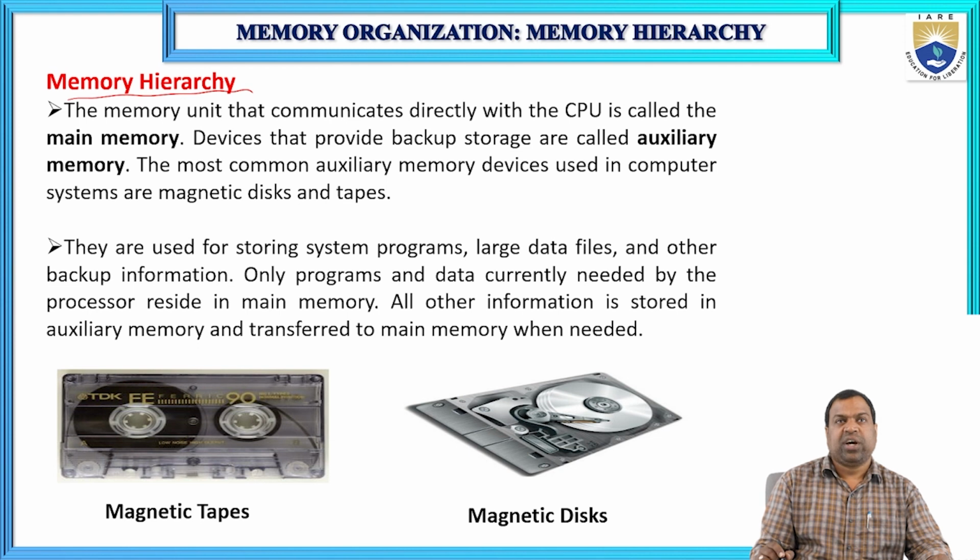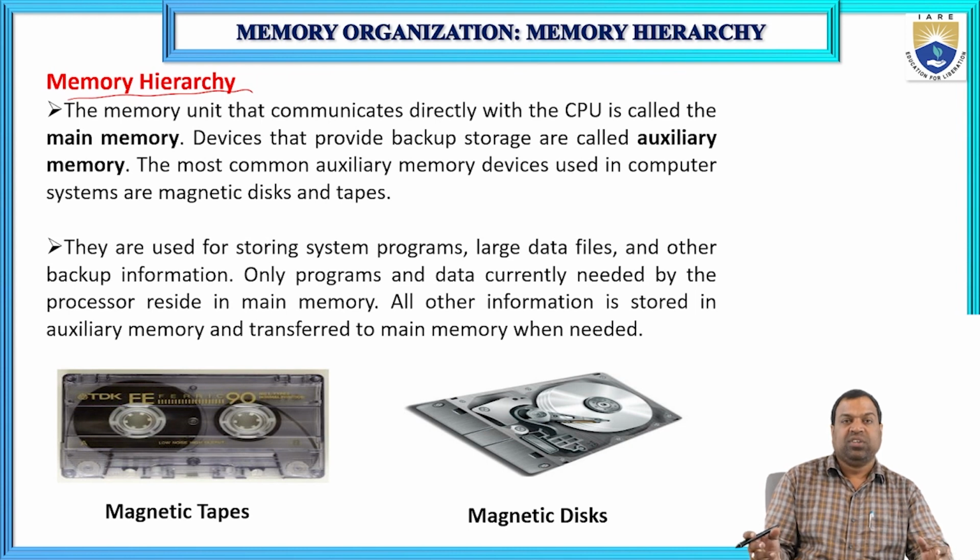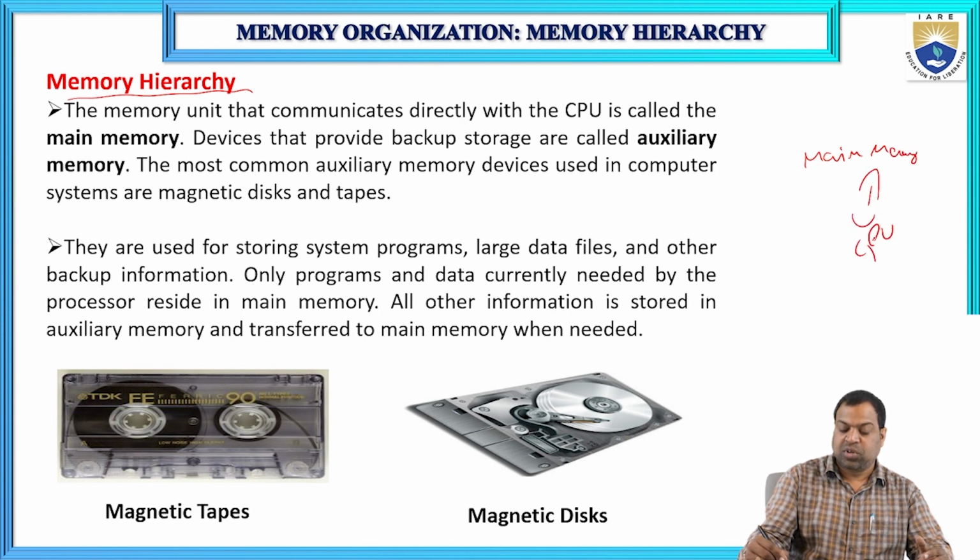So what is a memory hierarchy? Memory hierarchy means how many types of memories are used in a CPU. What is the inbuilt memory? That is called main memory. Main memory is always connected to the CPU. If you need additional memory for the CPU, that is called auxiliary memory.